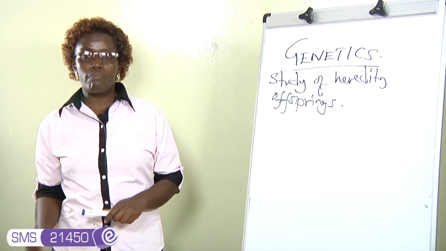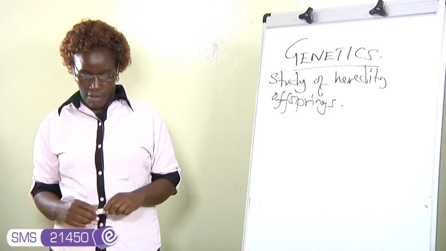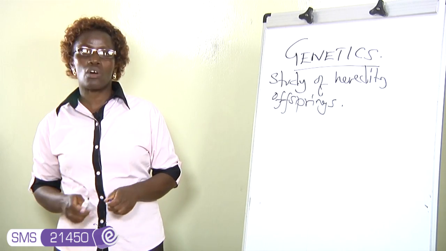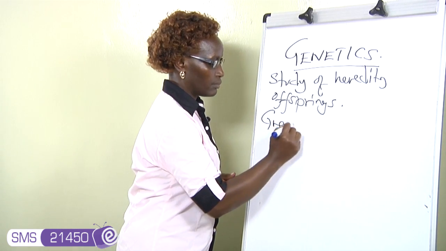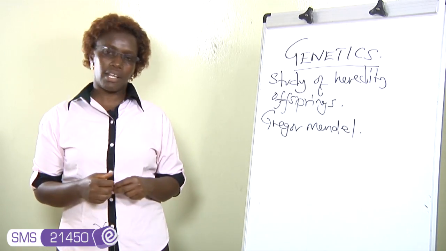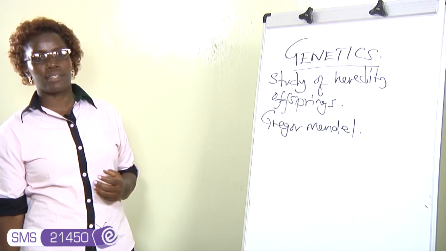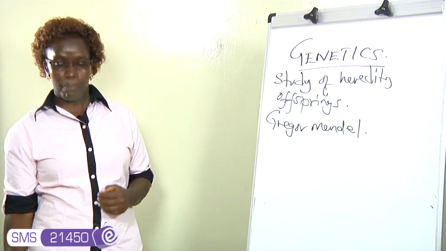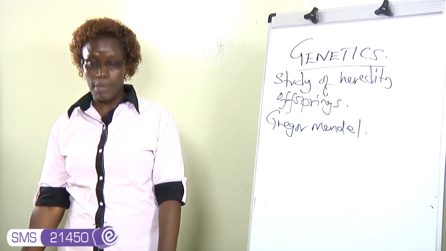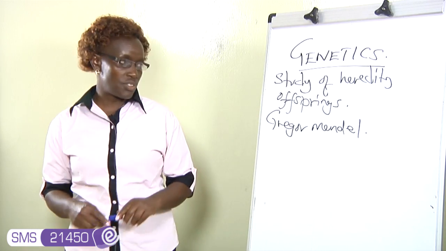Now the scientific principles that you're going to learn were first discovered by an Austrian monk who was a scientist called Gregor Mendel. Gregor Mendel is described as the father of genetics. He came up with the principles that explain the heredity of characteristics from the parents to the offsprings. So in the first lesson, we are just going to look at the basic principles and the commonly used terms in genetics.